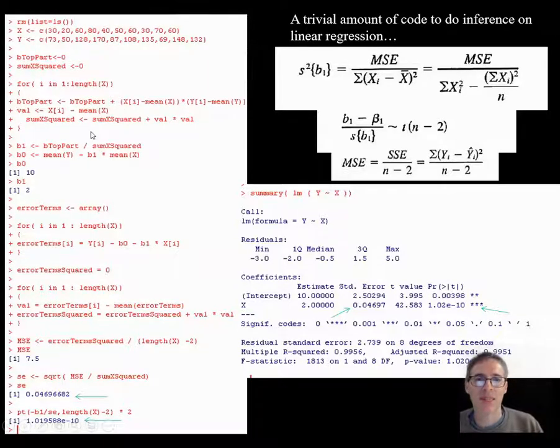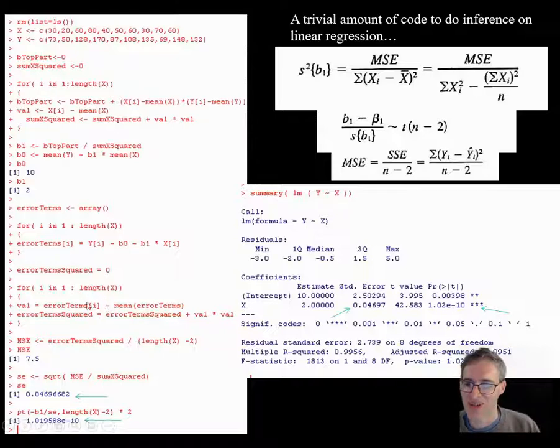Once I find B0 and B1, I can calculate the mean squared error. The mean squared error is just the residual error squared divided by n minus 2 from the previous slide. So this is just a function of the total error. And so I get my mean squared error term by just grinding through that as the error term squared.